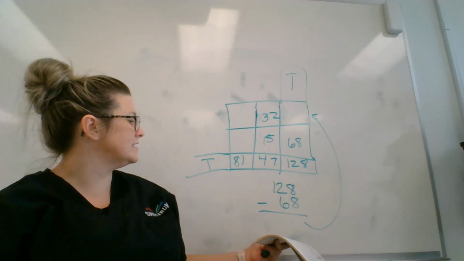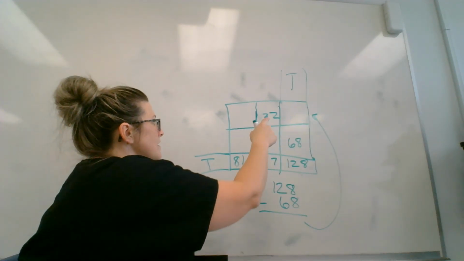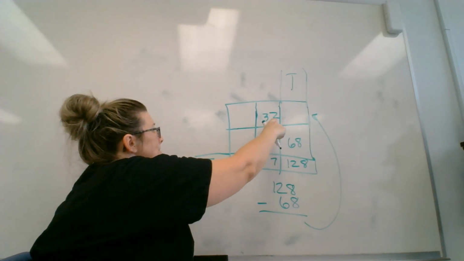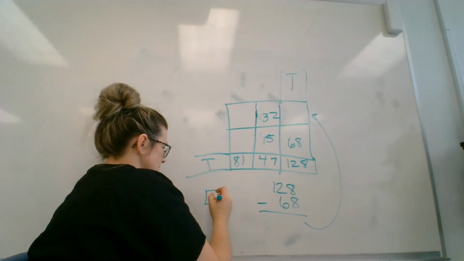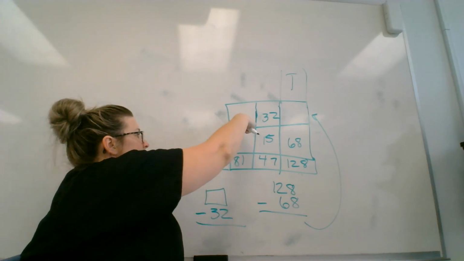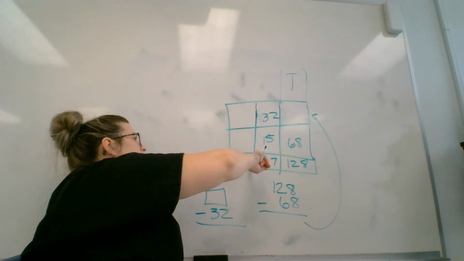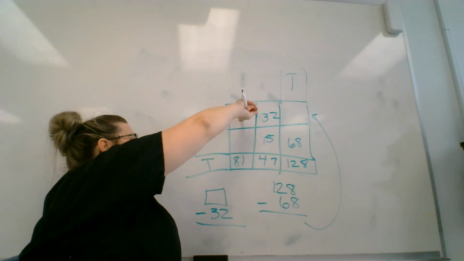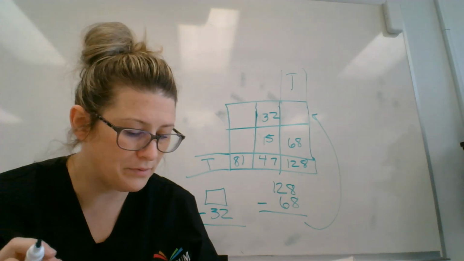After you have your answer, since this is your total, you will have box minus 32 to get the first answer. Then you have box minus 32 to get this answer. And then you have your total. So whatever this is, 81 minus this number will give you this middle number. Go ahead and complete that.